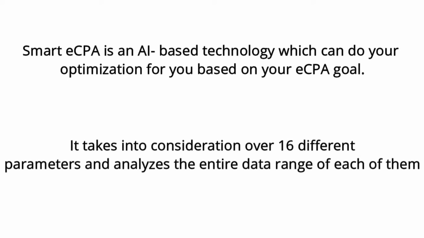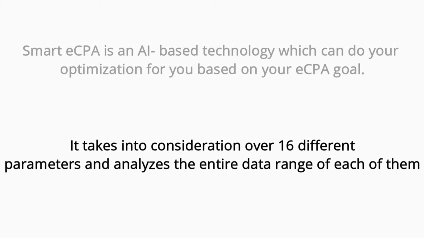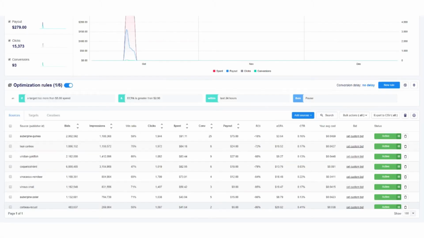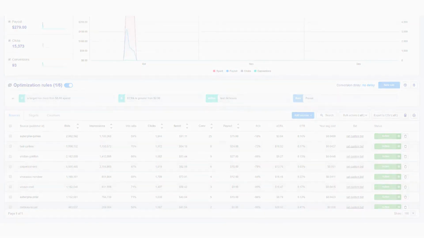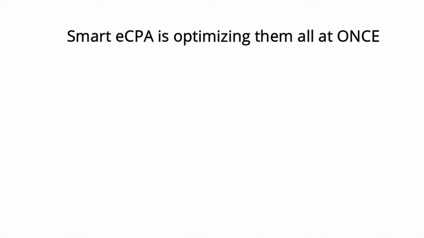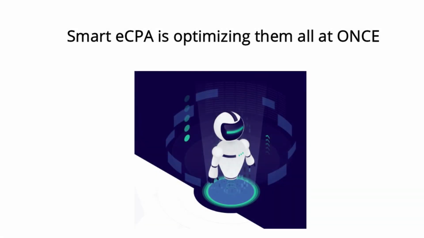The AI takes into consideration over 16 parameters, including device model and net speed, and analyzes the entire date range of each of them. For example, when you're optimizing subIDs one by one, tweaking the bid, pausing the targets, Smart eCPA is optimizing them all at once. It creates a level of optimization unreachable for any human being.